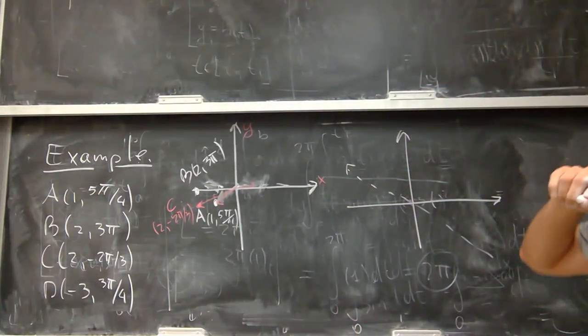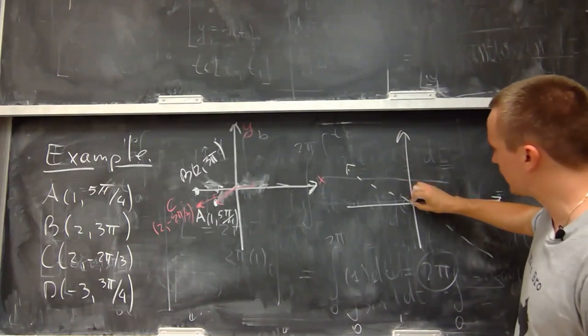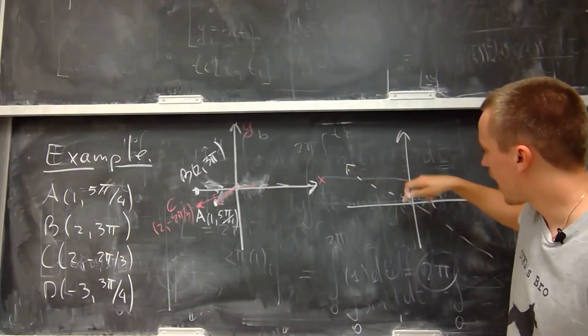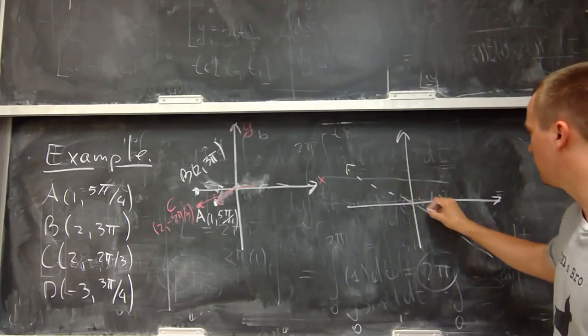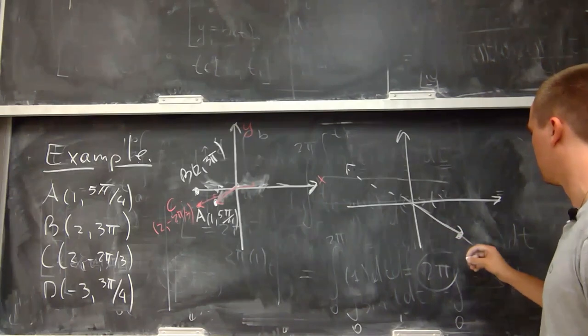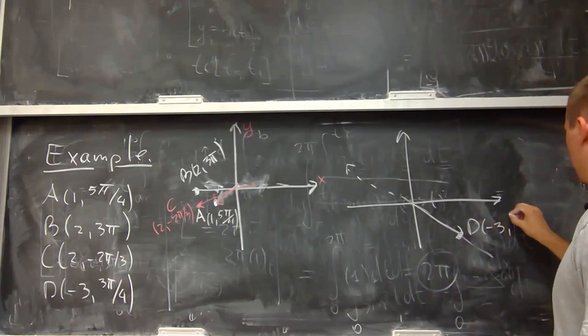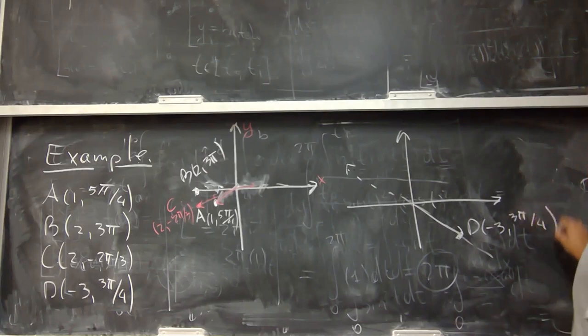Hi, Danny. So what does it mean, negative 3? Negative 3 means instead of going in the positive direction here, I will go towards the negative direction. So I will go by 3 units into this direction. So I will get this point. And this is my point D, negative 3, 3π/4.